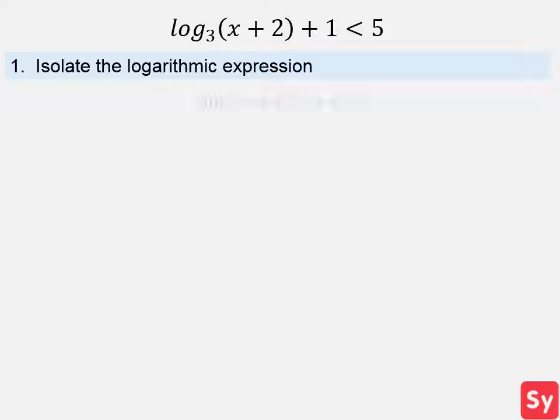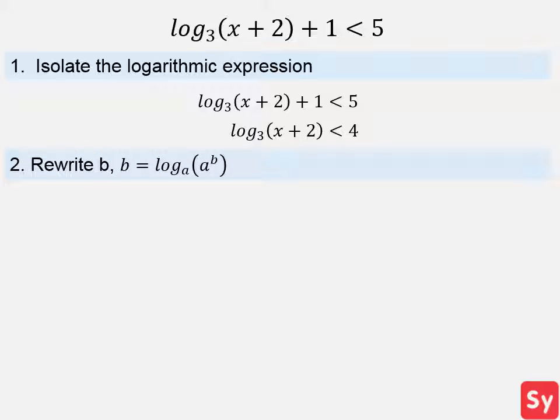Let's see two examples of this. First, we have log base 3 of x plus 2 plus 1 is less than 5. First, we isolate the logarithmic expression. So we subtract 1 from each side and get log base 3 of x plus 2 is less than 4. Next, we rewrite b such that b equals log base a of a to the power of b. In this case, b equals 4. So 4 equals log base 3 of 3 to the power of 4. And then we plug this back into the inequality.